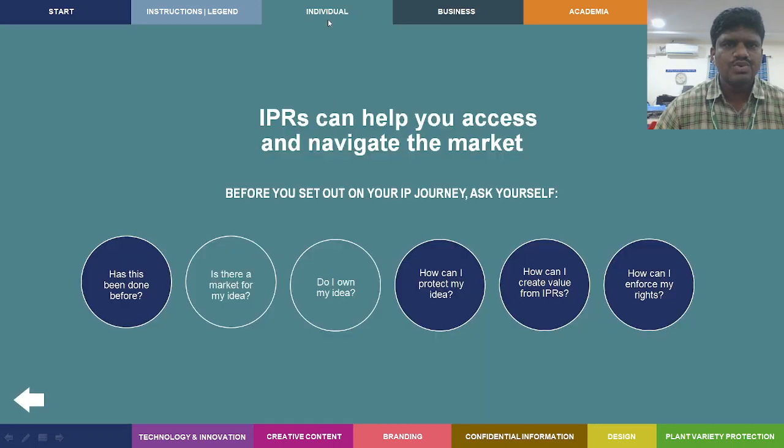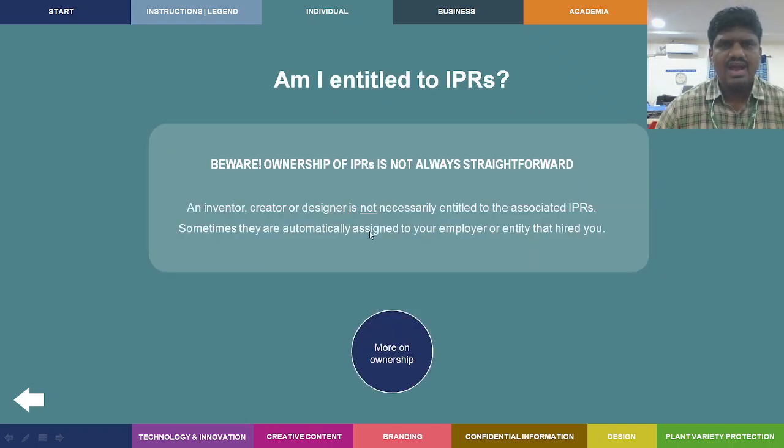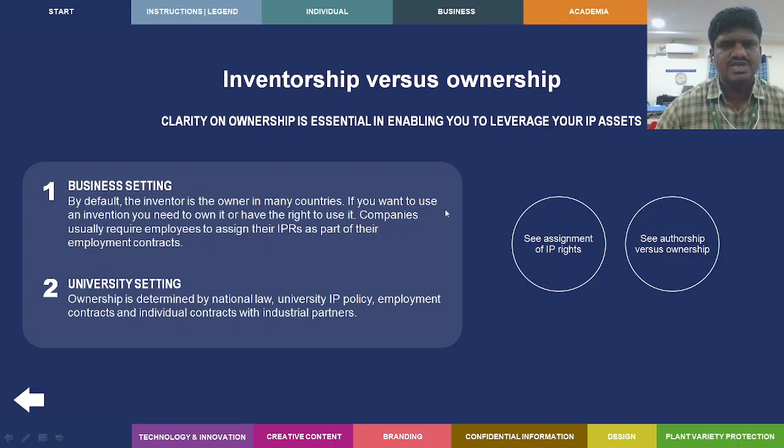Now come to the individual. As an individual, I already told you, do I own my idea? This is another part you have to remember. Am I entitled to IPRs? Beware, you should know that ownership of IPRs is not always straightforward. That means they won't directly give any right to you. An inventor, creator or designer is not necessarily entitled to the associated IPRs. Sometimes they are automatically assigned to your employer or the entity that hired you. That depends upon how you are filing the IPRs. Inventorship versus ownership is very important to know if you want to file any IPR. Clarity on ownership is essential in enabling you to leverage your IP assets.